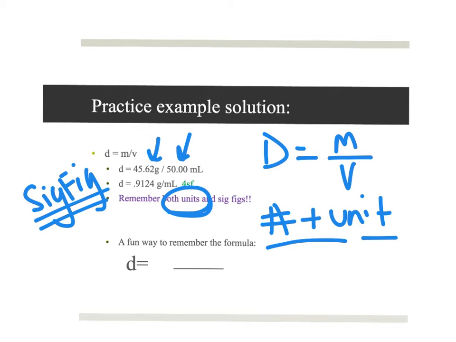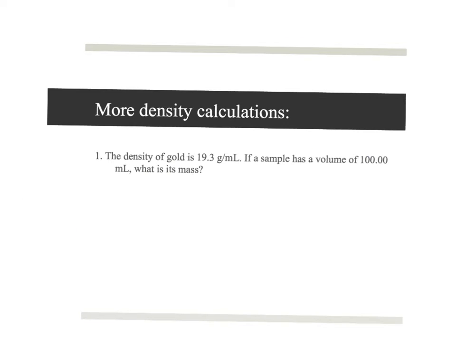So a fun way that I like to remember density is that density equals heart. If you look at this closely, it's M over V. We're going to keep that in mind as we do a couple more problems. So let's look at another calculation here. The density of gold is 19.3 grams per milliliter, and a sample has a volume of 100 milliliters. What's its mass? So if we keep in mind again, density equals mass over volume.